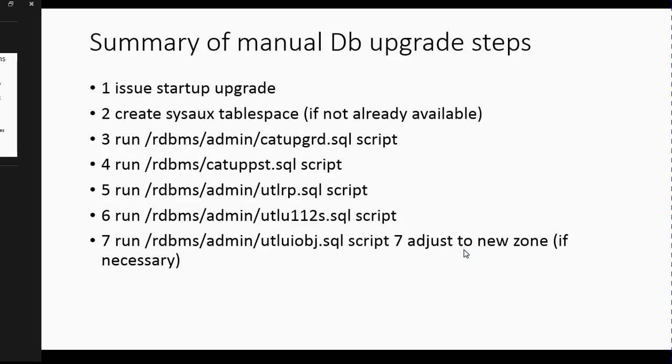So in terms of performing a manual database upgrade, I have all these steps laid out. The first thing that you do is issue a startup upgrade command. Then you make sure you have a SYSAUX tablespace already available. If it's not available, just create one. Then you start by running these SQL scripts. The way you run scripts in SQL Plus is you put the at sign here, and it's going to run the script, and you have to run all these individual scripts.